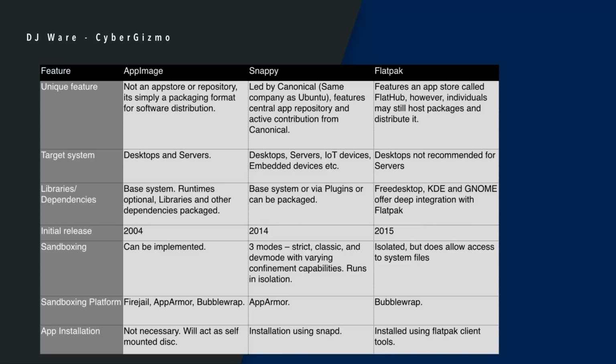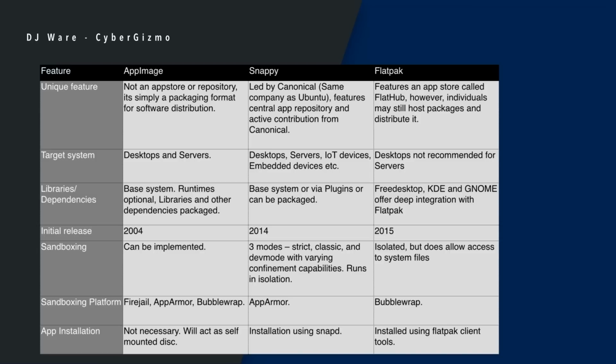Sandboxing in Snappy has basically 3 modes: strict, classic, and developer mode. And those are varying containment capabilities, but it does run in isolation. However, it does allow access to the host OS and the host file system. Flatpaks are also isolated. They isolate through namespaces and also bubblewrap.